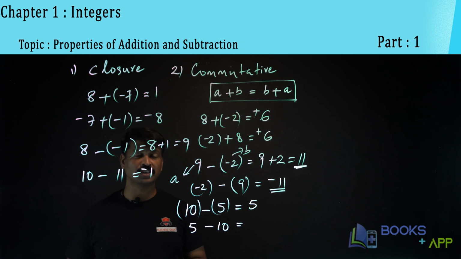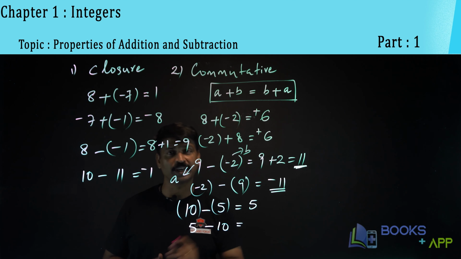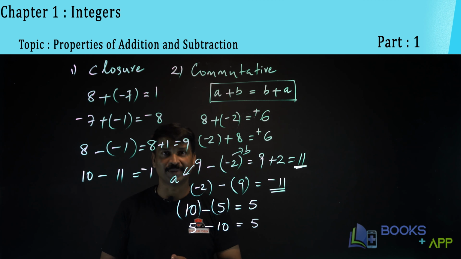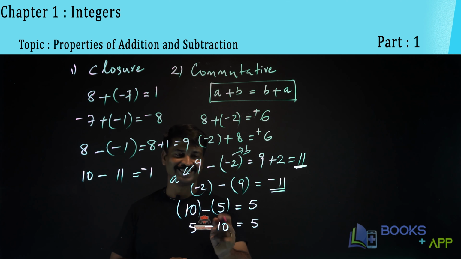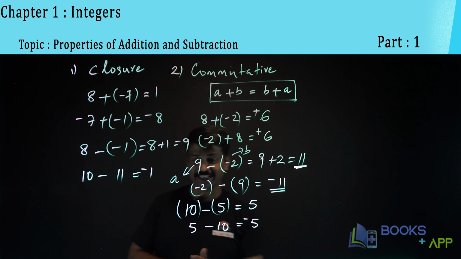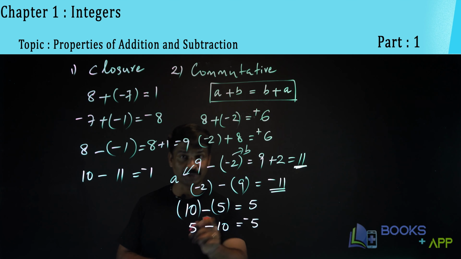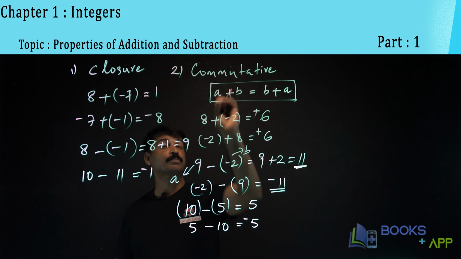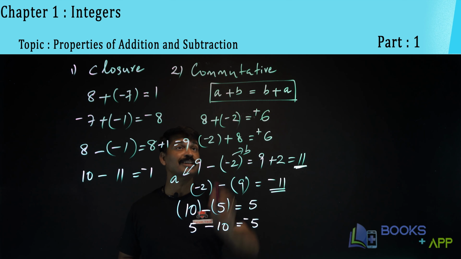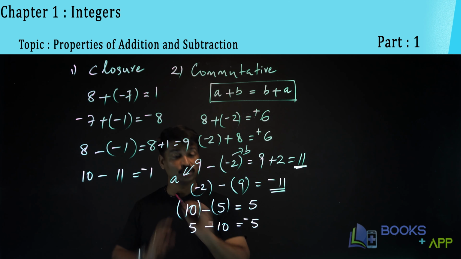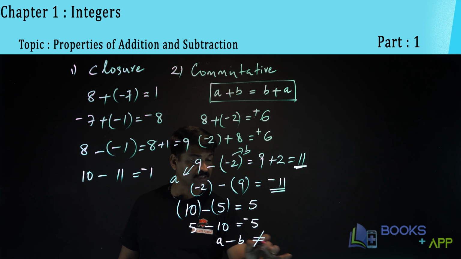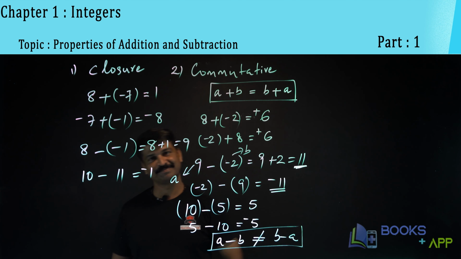Now what is 5 minus 10? One is positive, one is negative. So what do we have to do? Find the difference. 10 minus 5, that is 5. But put the symbol of the greater number. Yes, it is minus 5. So can you say that a minus b is equal to b minus a? No, we cannot say. So we say that commutative property holds true only for addition. It is not true for subtraction. That is, a minus b is not equal to b minus a for integers.